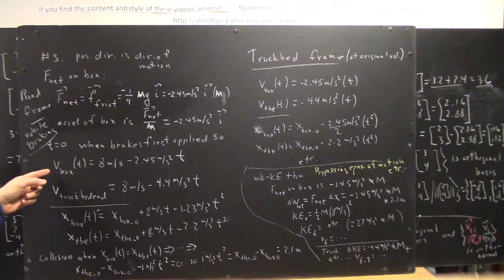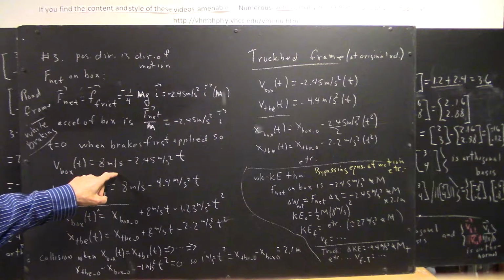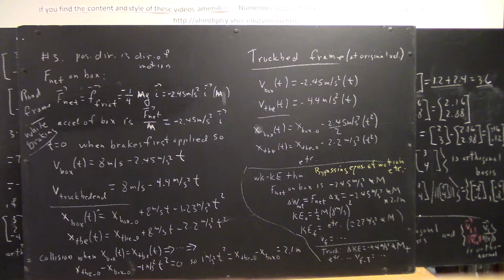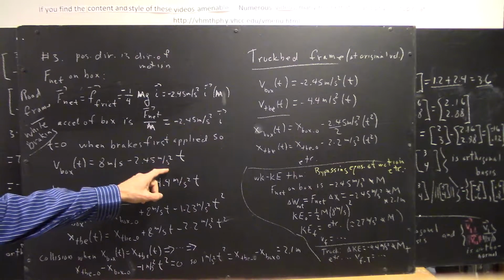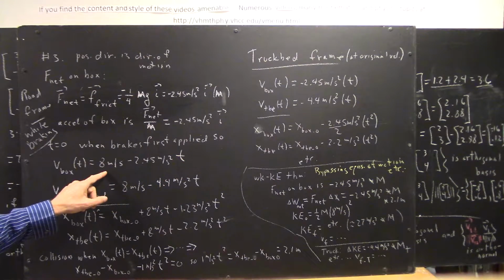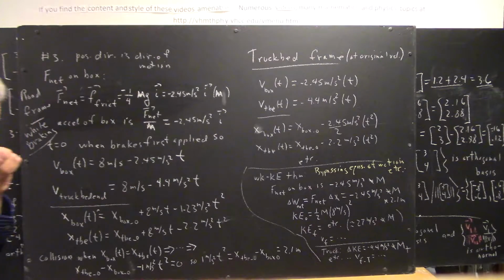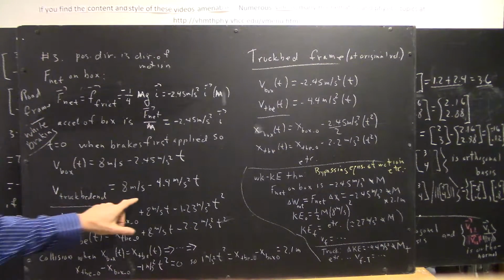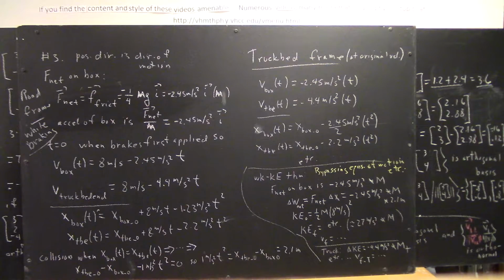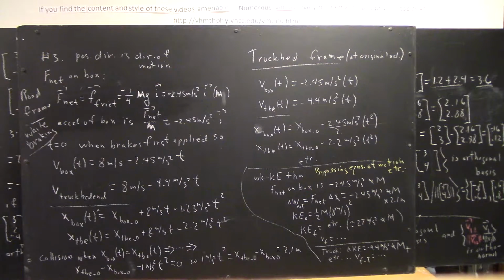With that, we're going to be able to say that the velocity of the box as a function of t is then 8 meters per second, which was the velocity it initially had, minus the 2.45 meters per second squared times t. At t equals 0, that gives you 8 meters per second. And every subsequent time, it accounts for the acceleration. Same for the velocity of the truck bed, except, of course, that the acceleration of the truck bed relative to the road is negative 4.4 meters per second squared.